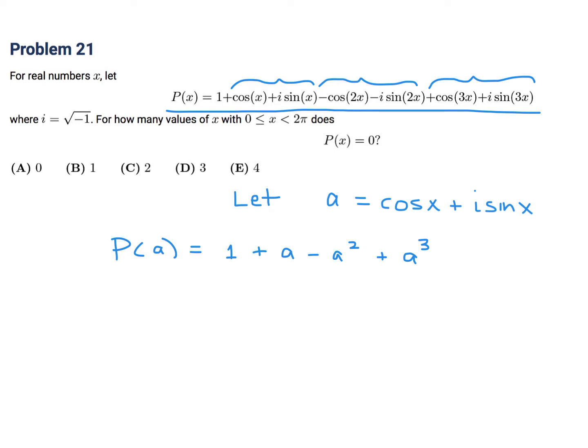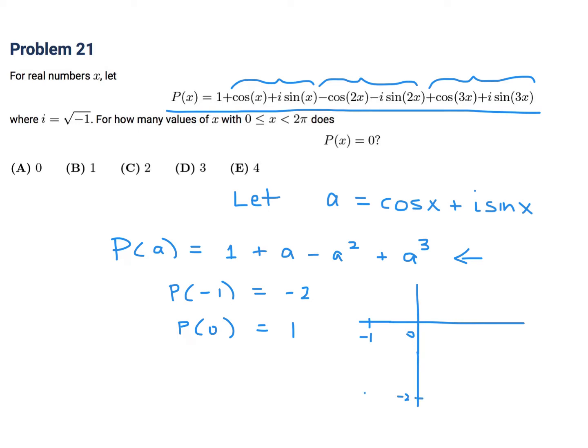Now it boils down to figuring out the roots of this. Well, I'm not going to try to figure out the roots of a third-degree polynomial, so we can estimate. Let's plug in some values. If I plug in negative 1, I get negative 2. If I plug in 0, I get 1. So obviously the root is somewhere between negative 1 and 0.